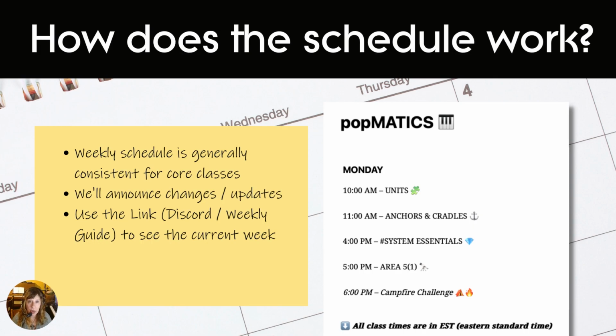And we do put out the schedule. We update it every Sunday for the following week. So you can use the link. It's always in Discord, and it's also in the weekly guide I send out via email for members. Those are two handy places to get it, or you can also just bookmark it. That link never changes, so it stays current, but you only need to bookmark it once. All the class times are in Eastern, so just be aware of that as you're checking the schedule.